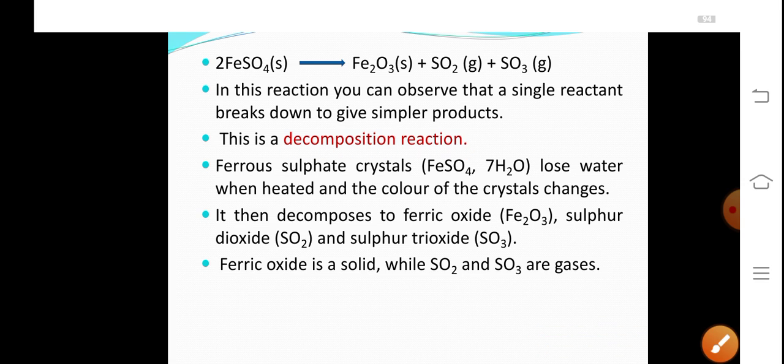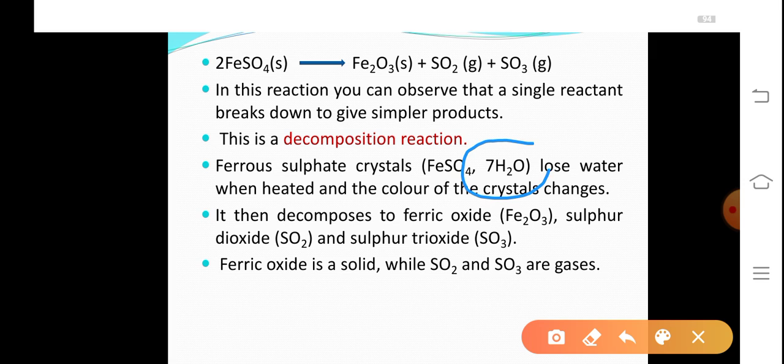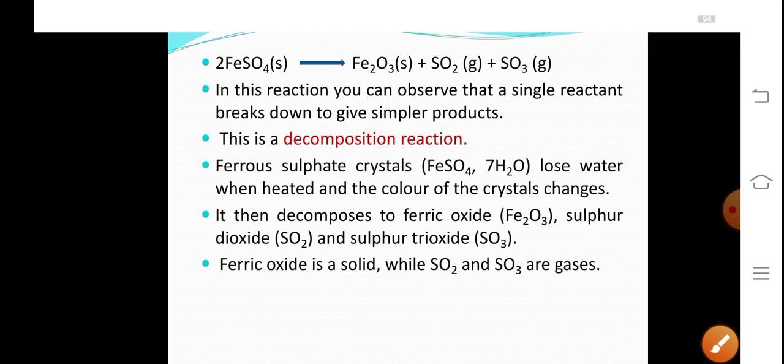Ferrous sulfate crystals lose water when heated and the color of the crystal changes. So the reason behind the change in color is that the ferrous sulfate loses the water of crystallization. It then decomposes to ferric oxide, which remains in solid state, and the other 2 byproducts are sulfur dioxide and sulfur trioxide.